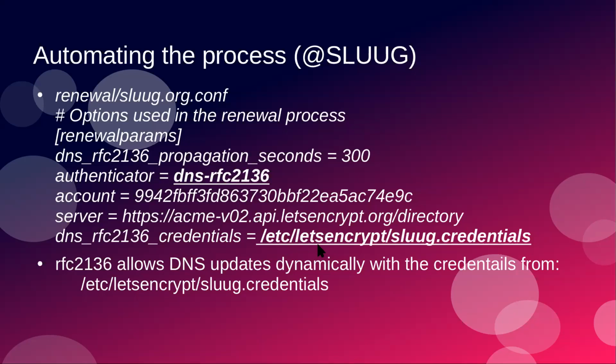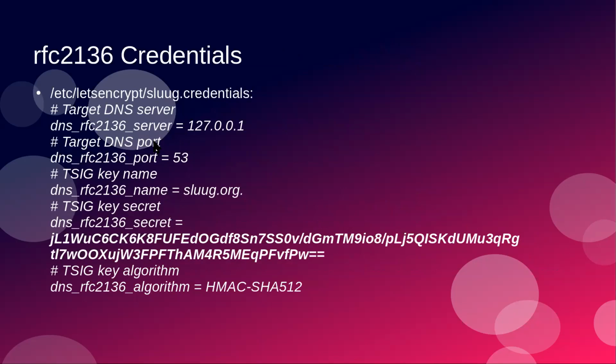If this is all working properly, it allows the process to be entirely automated because we have provided all of the credentials and other data we need in the credentials file. We tell certbot that the dynamic DNS server that accepts updates is localhost, port 53. The key name is SLUUG.org. I'll show you that here in a second.